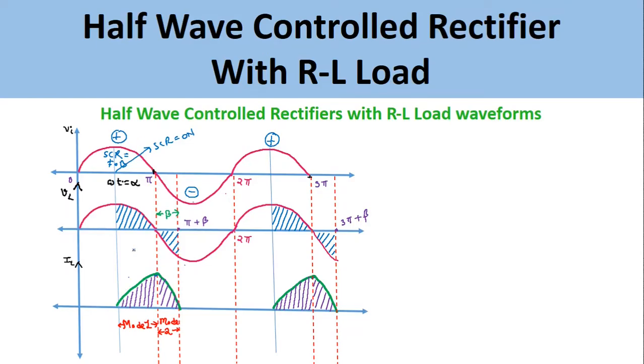So there will be a gradual increase in the current during this stage. That means after omega t is equal to alpha, there will be a gradual increase in the load current which is flowing through the load. Why is this happening? Because in this stage the inductor will store energy.